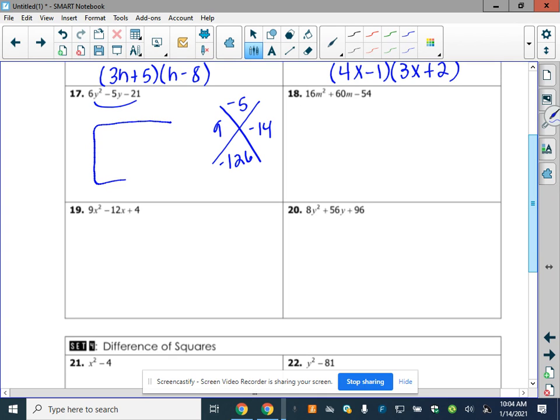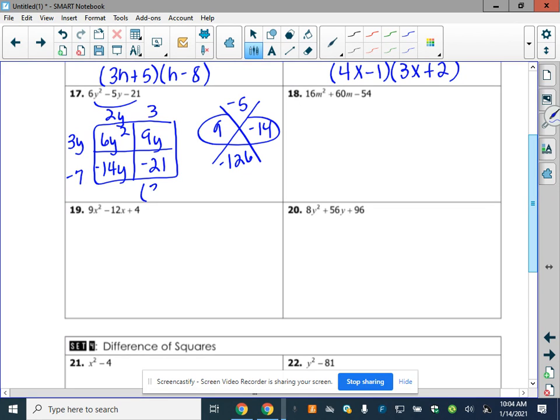I draw my box. First term in the first box. Last term in the last box. I take the numbers from the x, put y behind them. And then I get my greatest common factors. On the top is 3y. Bottom is negative 7. Up and down is 2y. And then that last column is 3. So 3y minus 7, 2y plus 3.